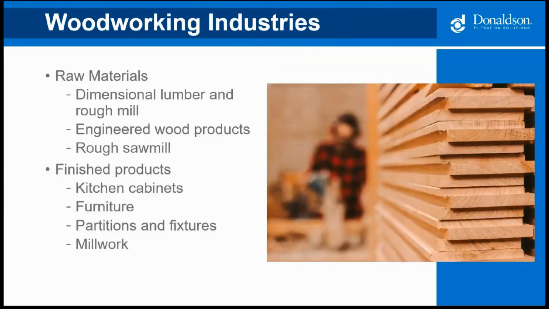There are many different types of woodworking industries, and we typically break these down into two main categories: raw materials and finished products. Raw materials include dimensional lumber and rough mill, engineered wood products such as OSB, plywood, MDF, and so forth, and rough sawmills. Whereas finished products are going to include kitchen cabinets, furniture, millwork, and other finished products.